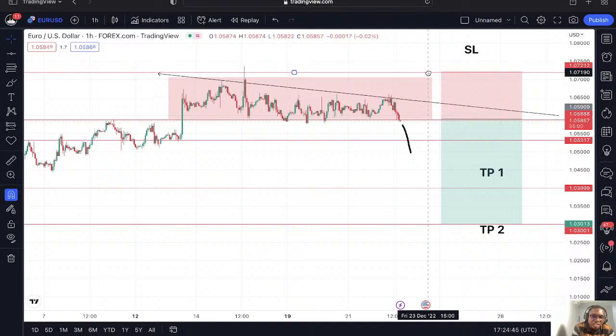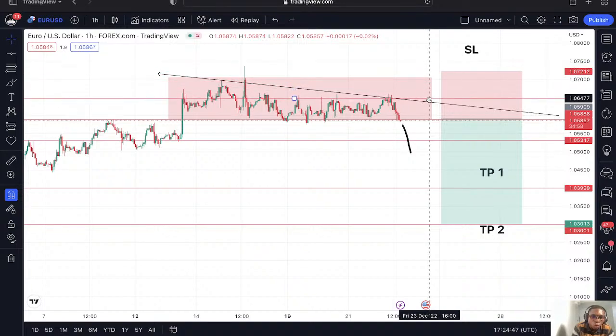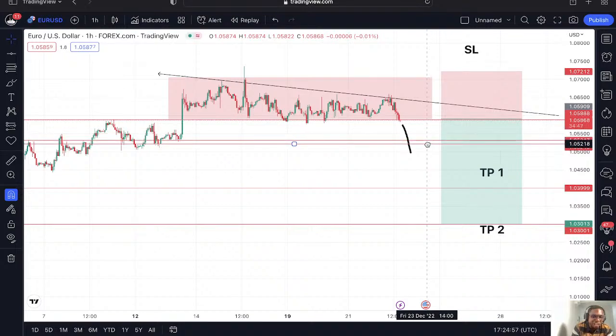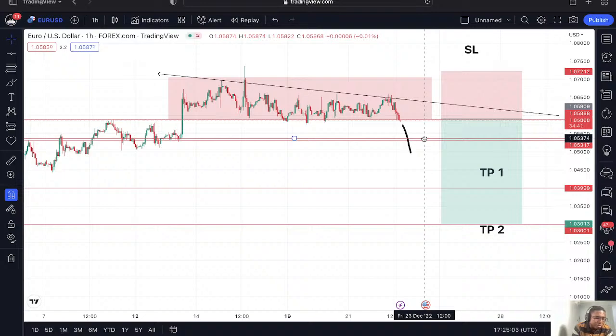I will now move my stop loss from this level. I will now move my stop loss below my entry level. When I move my stop loss below my entry level, I bring it to my own desired point below my entry level. So even if the price goes up, I have hedged the market. I would still close in profit.